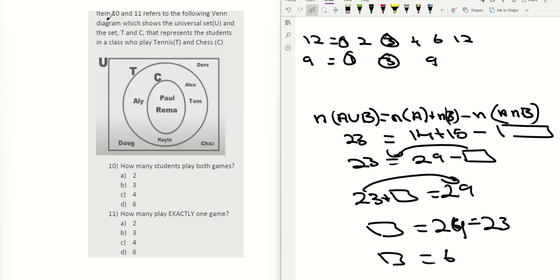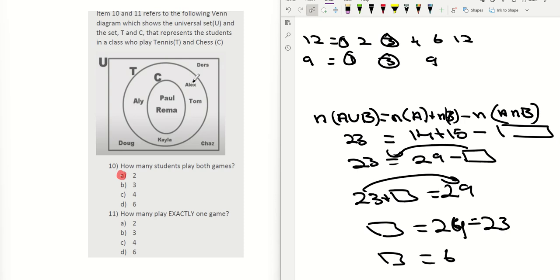Let's look at this question. Items 10 and 11 refer to the following Venn diagram, which shows the universal set and the sets T and C that represent the students who play tennis and who play chess. How many students play both games? The only students who are in tennis and chess are Paul and Reba, so that is just 2. So my answer for this would be 2, or A.